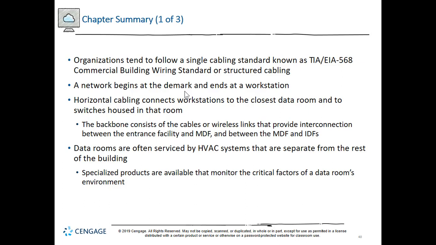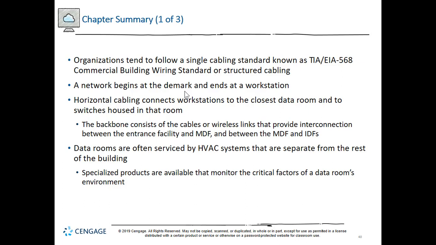Organizations tend to follow a single cabling standard. Around our area, we have our TIA/EIA 568 commercial building standard, and our cabling always gets wired in a 568B. Network begins at the Demarc and ends at the workstation, period, the end. Whether it has to go through the MDF, the IDF to get to where it needs to go, that is how networks run. Horizontal cabling, as I mentioned earlier, is the stuff that typically runs in the ceiling.